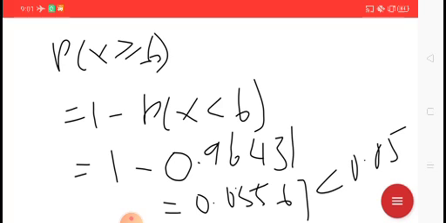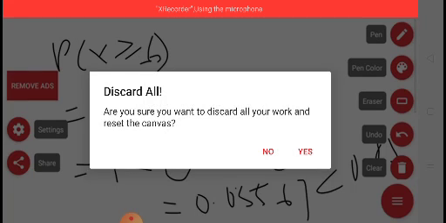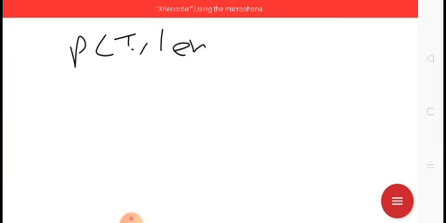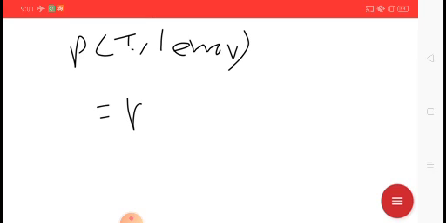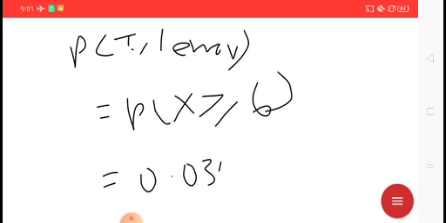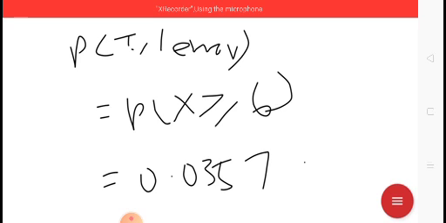So when you calculate X larger or equal to 6, this is in the critical region already, right? But X larger or equal to 5 is not in the critical region. So in this situation, you can say that the probability of type 1 error is equal to P(X ≥ 6). So it's equal to 0.0357 if you simplify. This is the probability of type 1 error. Part 3.